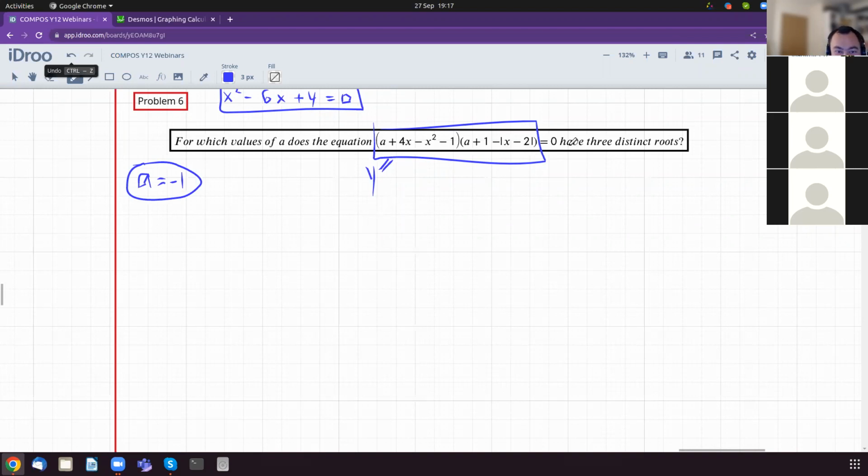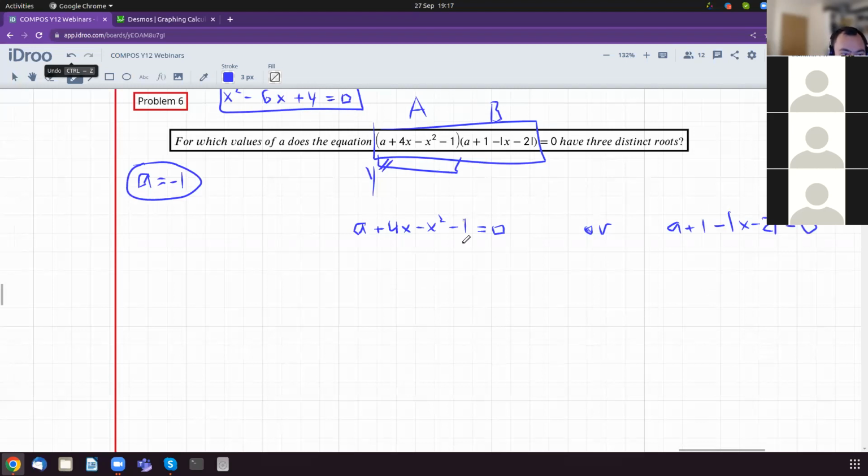So this is a product of 2. I definitely don't want to factorize it, but what I want to do is look at the 2 separately. So a plus 4x minus x squared minus 1. So either that is equal to 0, or because it's a product of 2 numbers, a times b is 0. That means a is 0 or b is 0. A plus 1 minus x minus 2 equals 0.